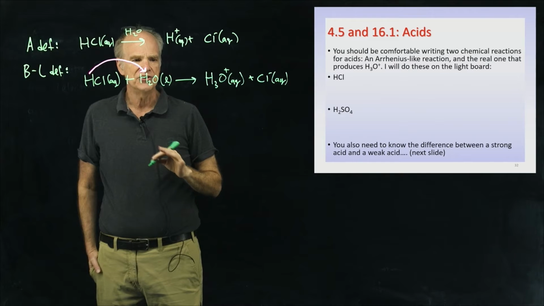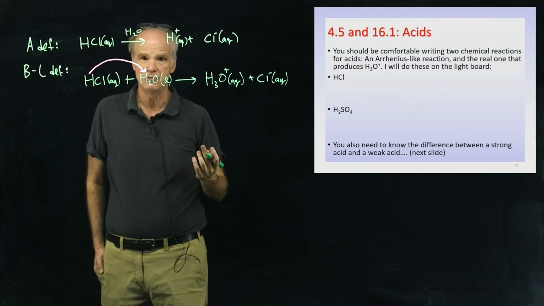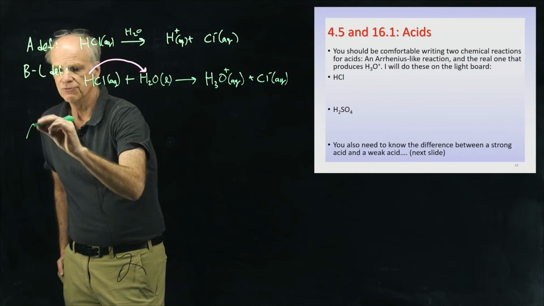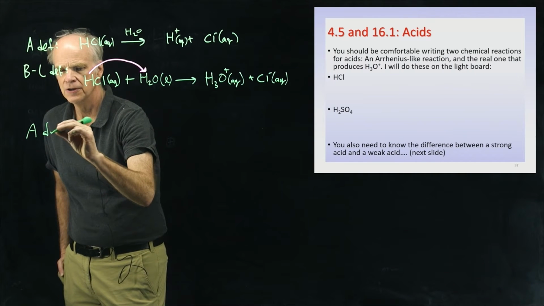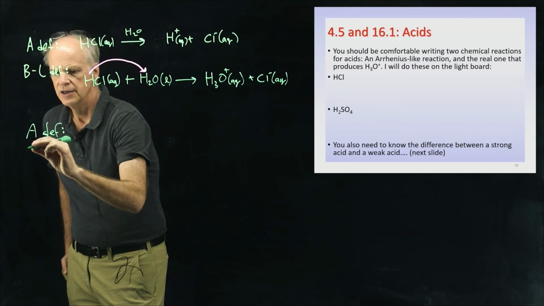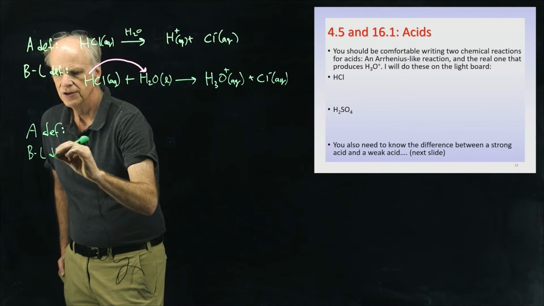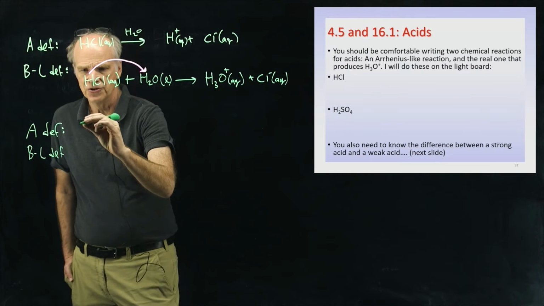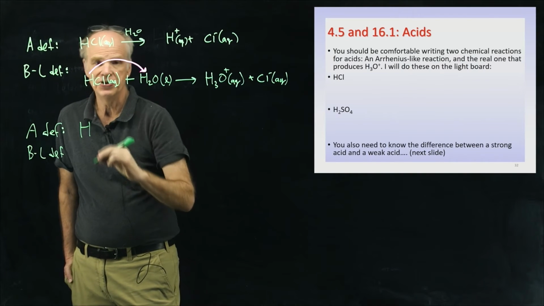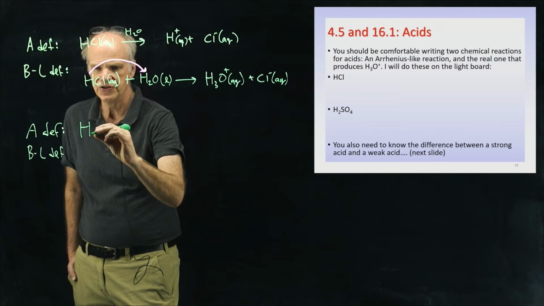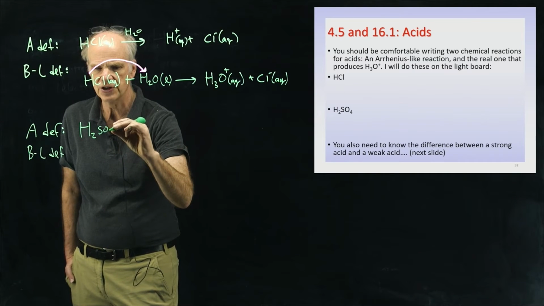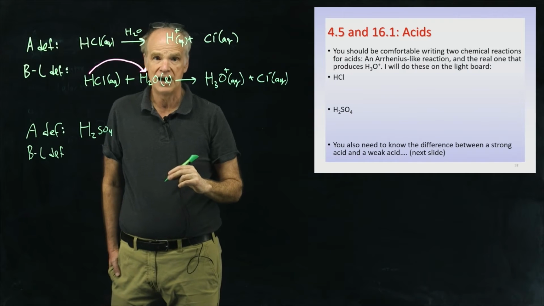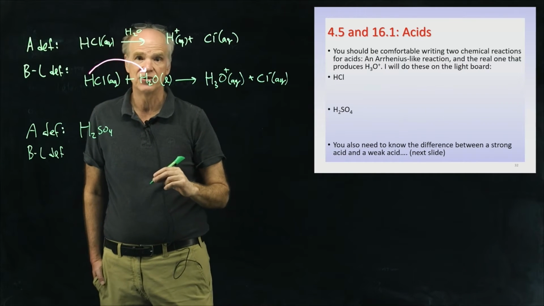Now let's look at a more complicated acid, sulfuric acid. We're going to have the Arrhenius definition and the Bronsted-Lowry definition. So here is sulfuric acid, and this is a formula you'll probably have to memorize: H2SO4. Let's write out what Arrhenius would have thought would happen when you added this acid to water.